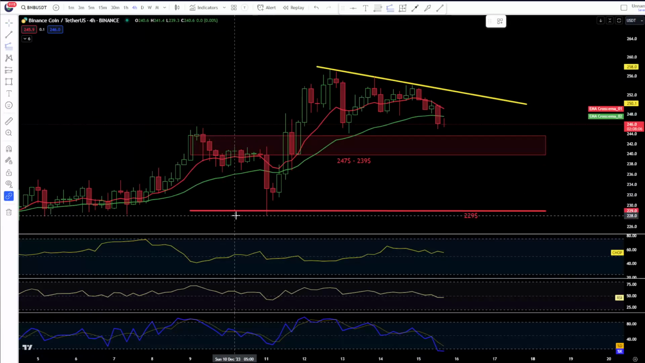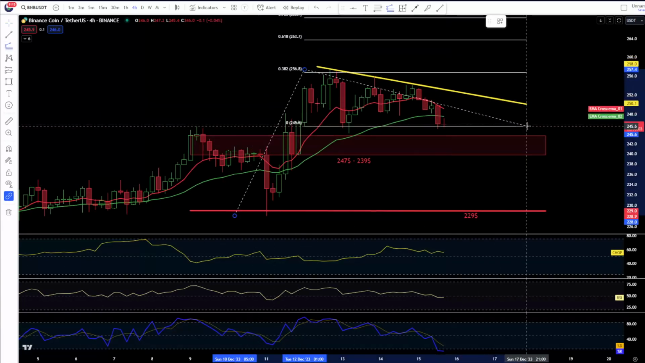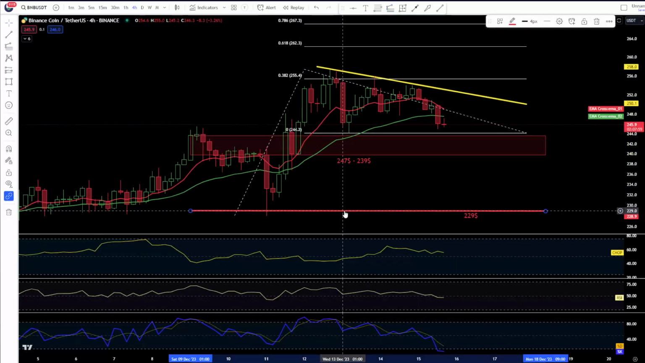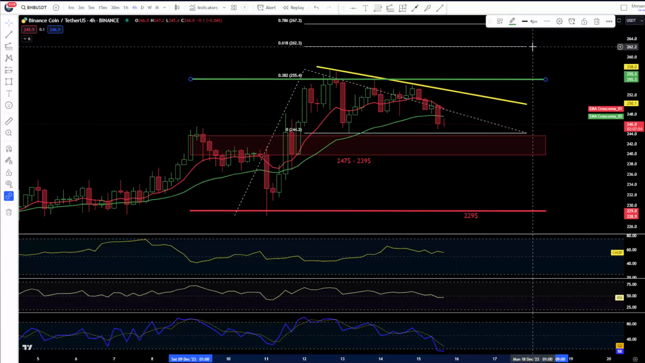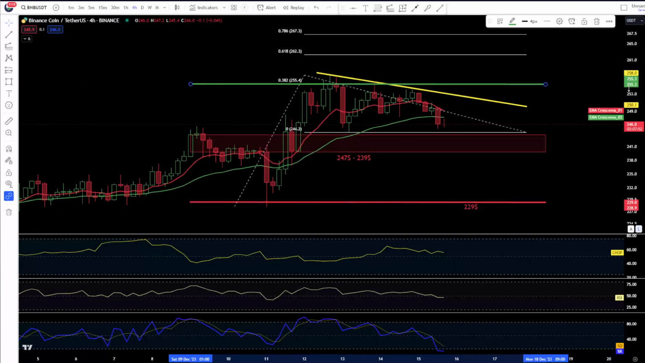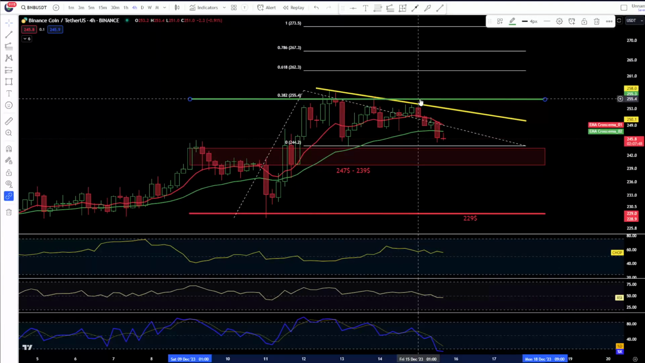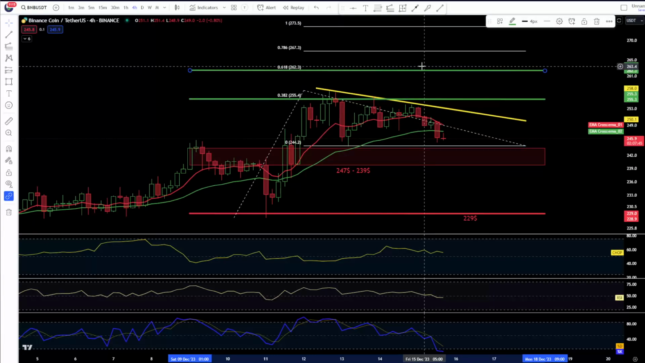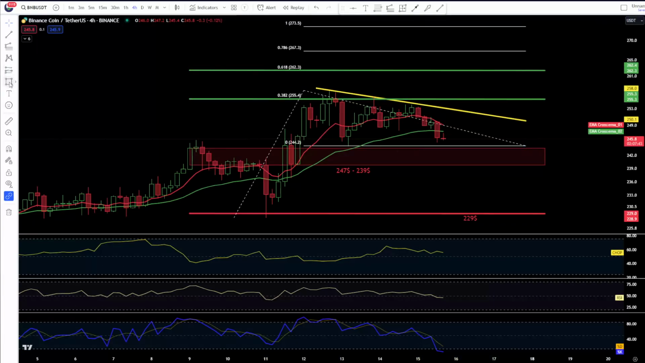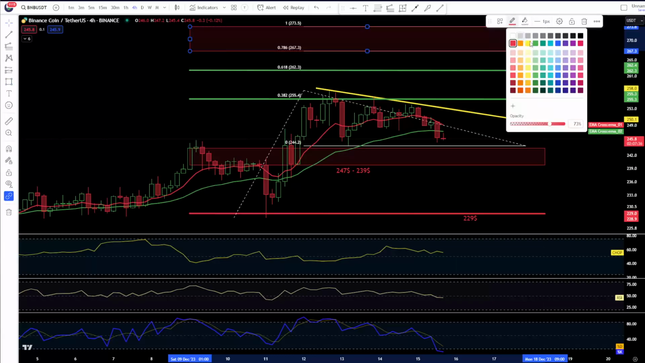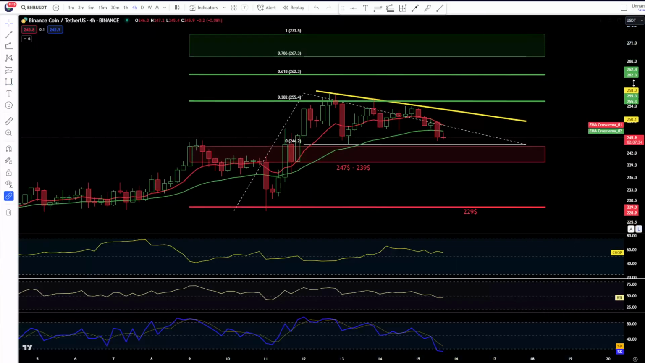Looking the other way, we can similarly mark places where the price should encounter resistance on the way up. And here, first, there is strong resistance at the price of $255. Then there is resistance at the level of $262 at the golden fib point. And then the price has to face a strong resistance zone from $267 to $273.